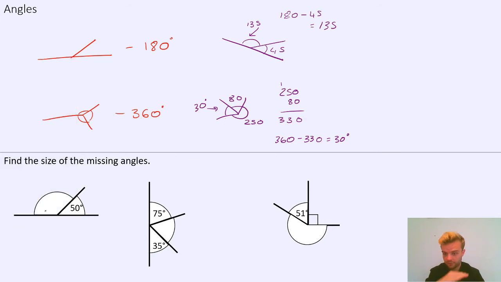So this is a straight line, which means those 2 angles need to add up to 180. So we'll just do 180, take away 50 to work out what's missing. The answer is 130, so this angle is 130 degrees.